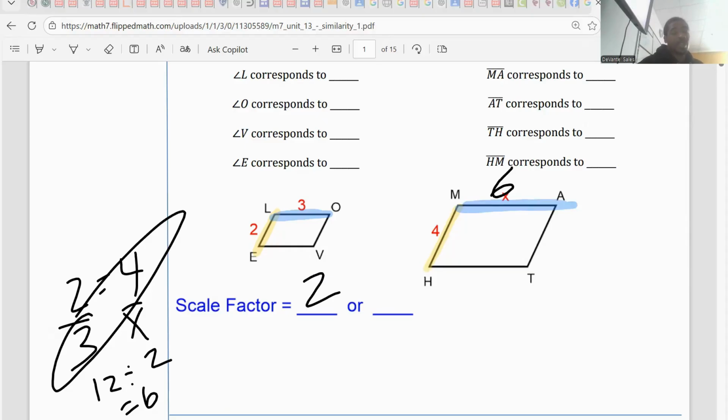And you can say 2 over 1, but you can just keep it as 2. All you have to do is, if I go from 2 to 4, I multiply it times 2, or you can think of it as 4 divided by 2. Once you have equivalent sides, you can just divide to find the scale factor.